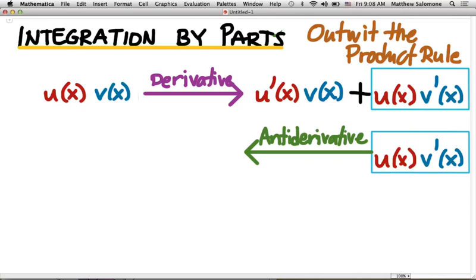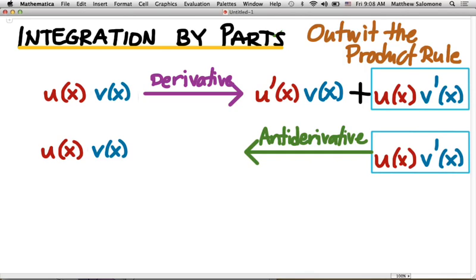Because most of the integrands that we're going to care about are just a product of two functions, and not the sum of a product of one's derivative by the other and vice versa. So let's single out one of the terms on the right-hand side and then try to go backwards. So the antiderivative of something that looks like u times v prime is going to, first of all, have that first term, u of x times v of x, on the left-hand side.